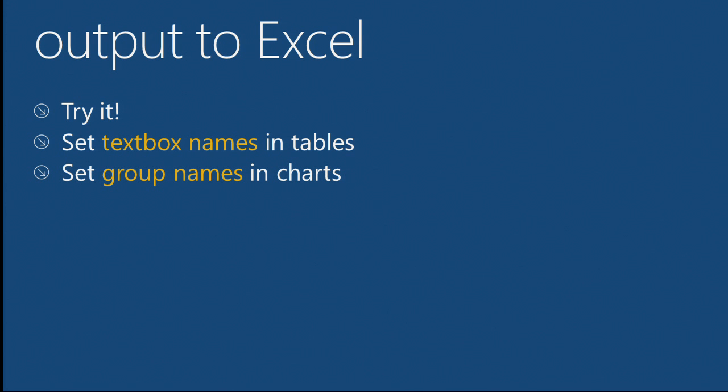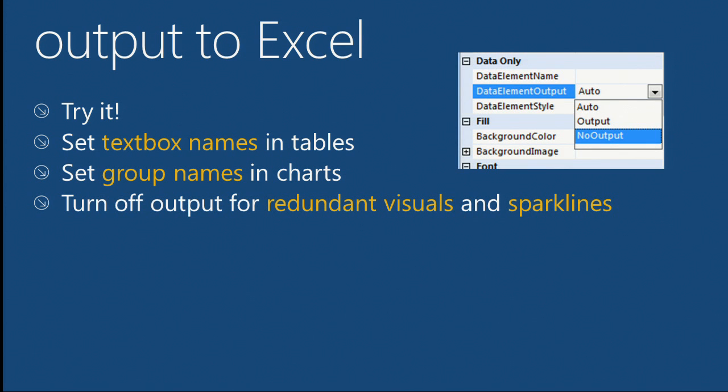If you have a very simple table, then it'll probably be just fine. But if you've done some of the fun stuff I showed you today, it might not be just fine. So one of the things you'll need to do is go through and set the text box names in tables, because those end up as the column headers in the Excel. This is when they export to CSV, right? Or set the group names in charts, same effect.